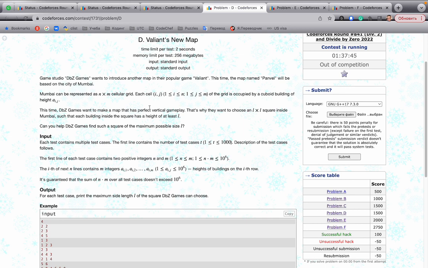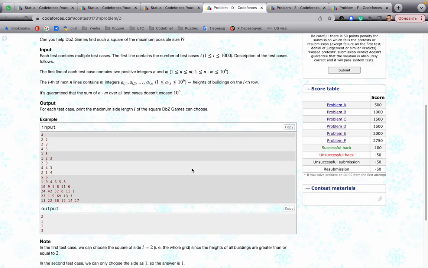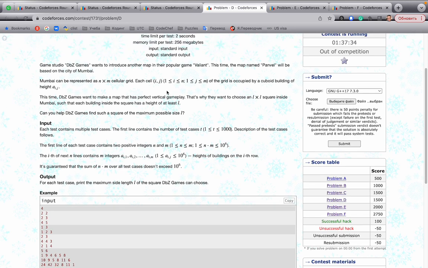In problem D, we have a rectangular grid of numbers, and we want to find the greatest such number L, so that there is a subsquare with side L, so that all the numbers inside that square are at least L. So basically we want to find a subsquare.